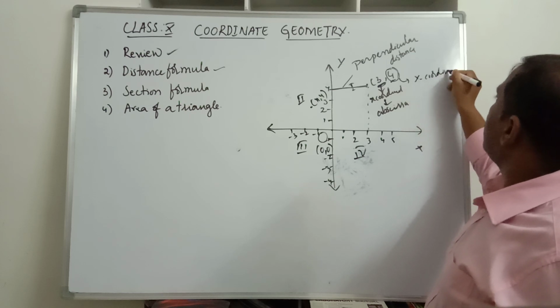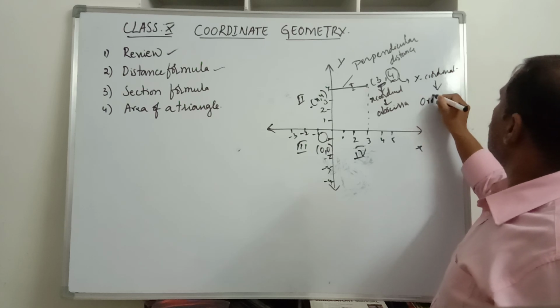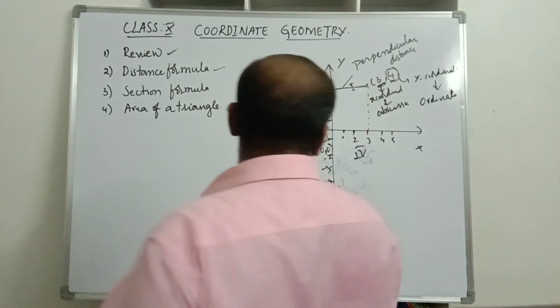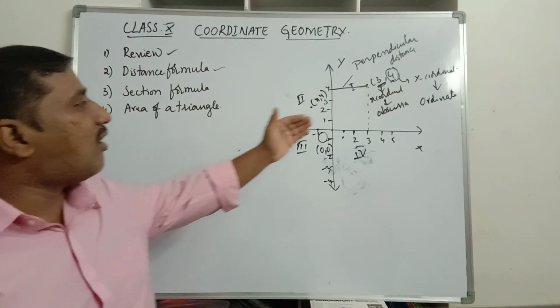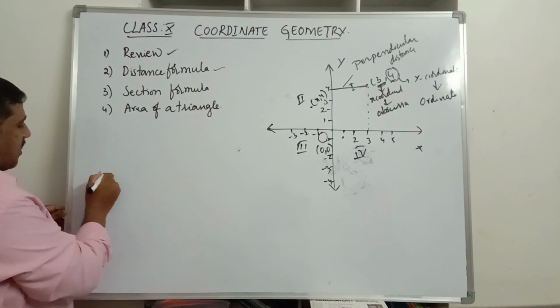Y coordinate, and there is another name for it. Simply, it is known as ordinate. Ordinate and abscissa. Remember, here in this point 3, 4, abscissa is 3 and ordinate is 4. Ordinate is 4. So simply here you write points.